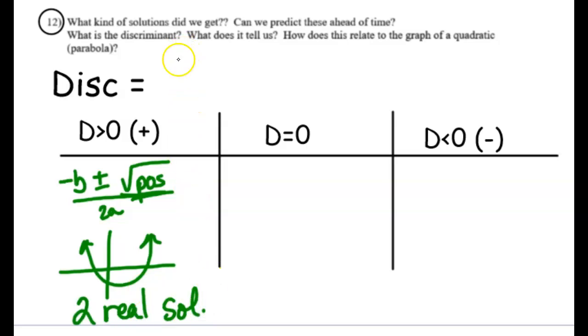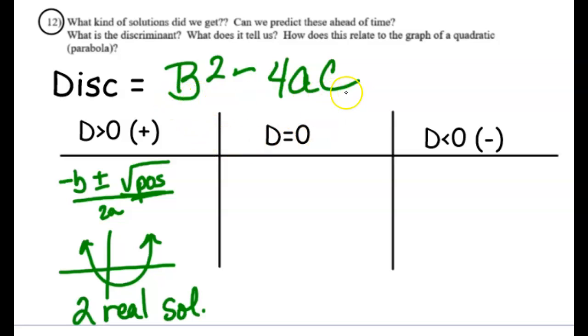So what we just found out: the discriminant is the part that's underneath the radical. It does not include the radical. B squared minus 4ac is the discriminant. I just said that wrong. If that discriminant is positive, you would end up with negative b plus that radical over 2a and negative b minus that radical over 2a.